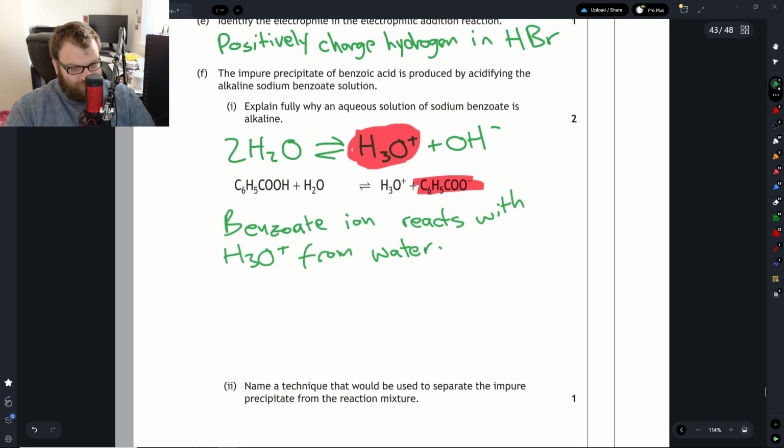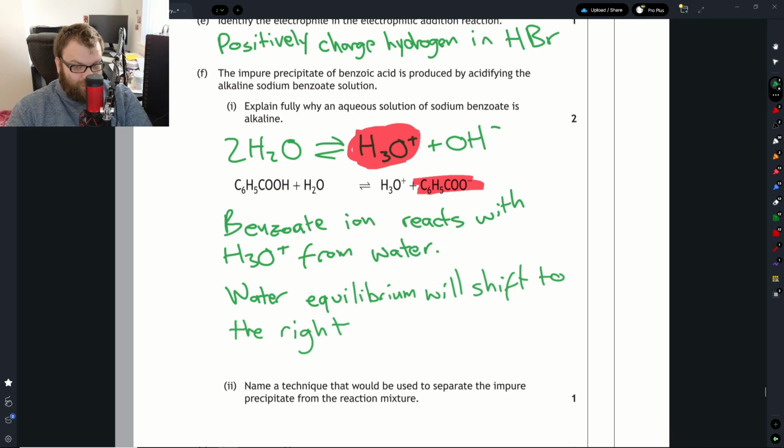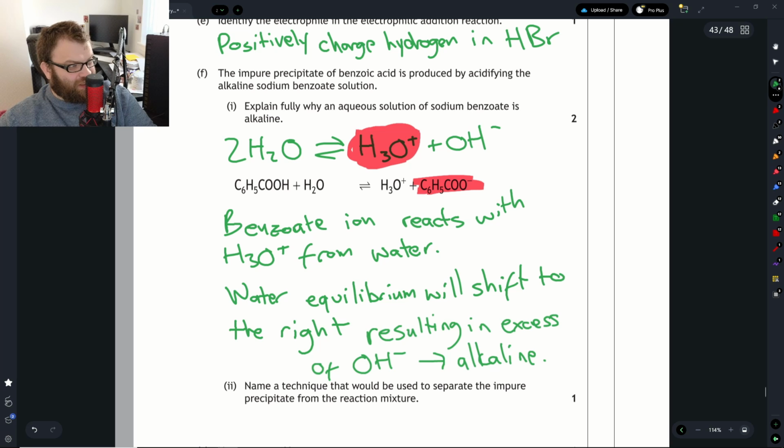With equilibriums, if you remove one of the components from the right hand side here, our equilibrium is going to shift to the right to replace that. As it shifts to the right, we replace the H3O positives, the hydrogens, but we will also have more OH minuses. We'll have an excess of OH minuses, and that makes an alkaline solution.